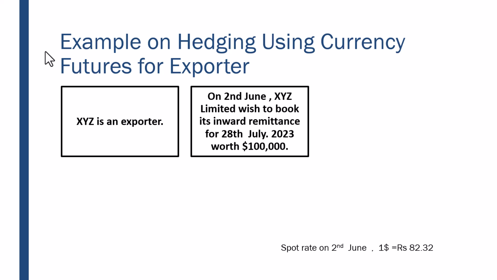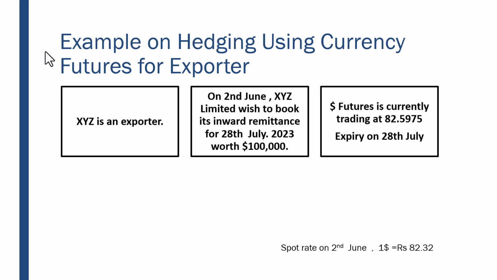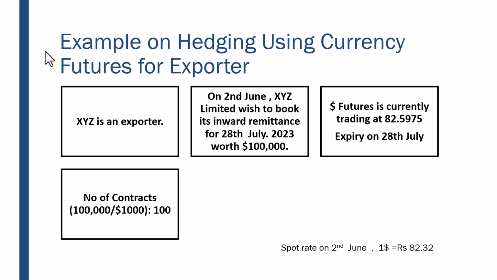Fine. So on 2nd of June, he is going to get his remittance of $1 lakh on 20th of July. Assuming the same kind of question, earlier he was going to pay the dollar, now he is going to get dollars. So dollar future is currently trading at 82.5975. Expiry is on 20th of July. The spot rate is given at the bottom. And then he goes and takes 100 contracts again.